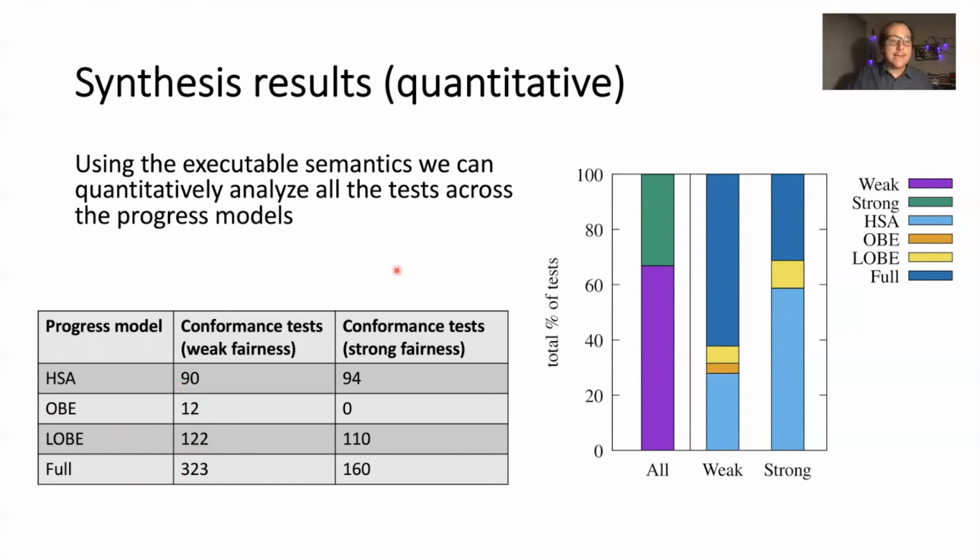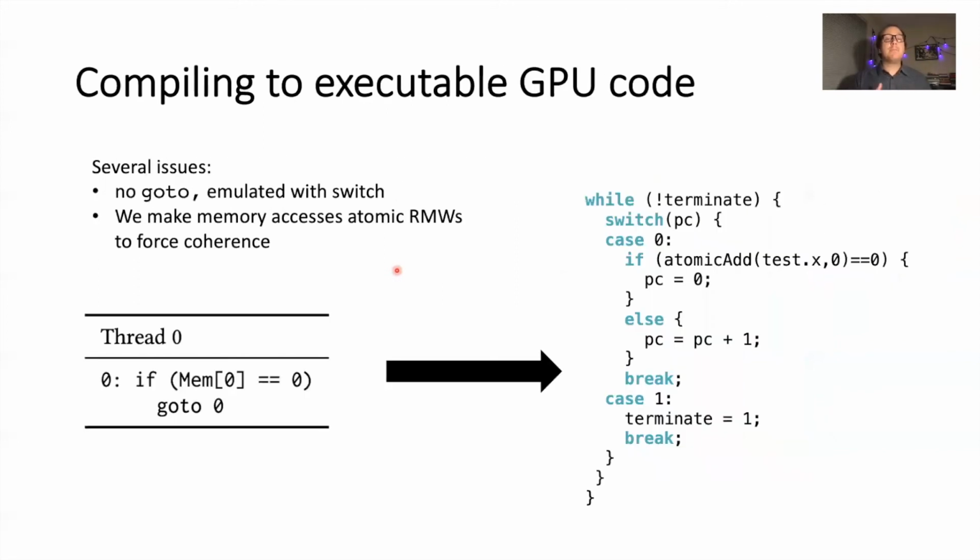Now, at this point, we can take our conformance tests and we can actually compile them down to executable GPU code. Overall, this was fairly straightforward, but there were a couple of quirks that we had to deal with. For example, the language that our LTSs were in use GoTo, but some GPU languages don't use GoTo, so we had to emulate that with a switch statement and a manual PC. We also used atomic RMWs for every single memory access to force memory to go to a point of coherence.